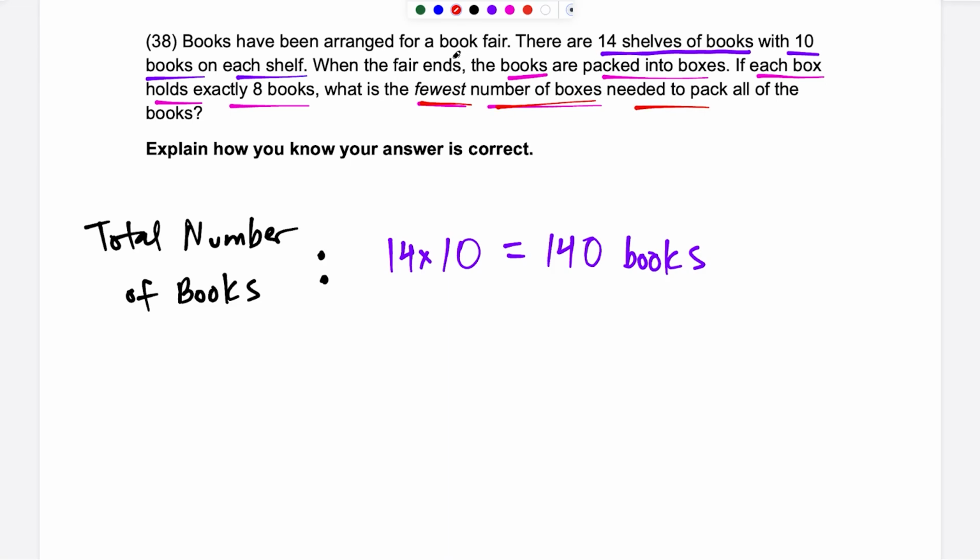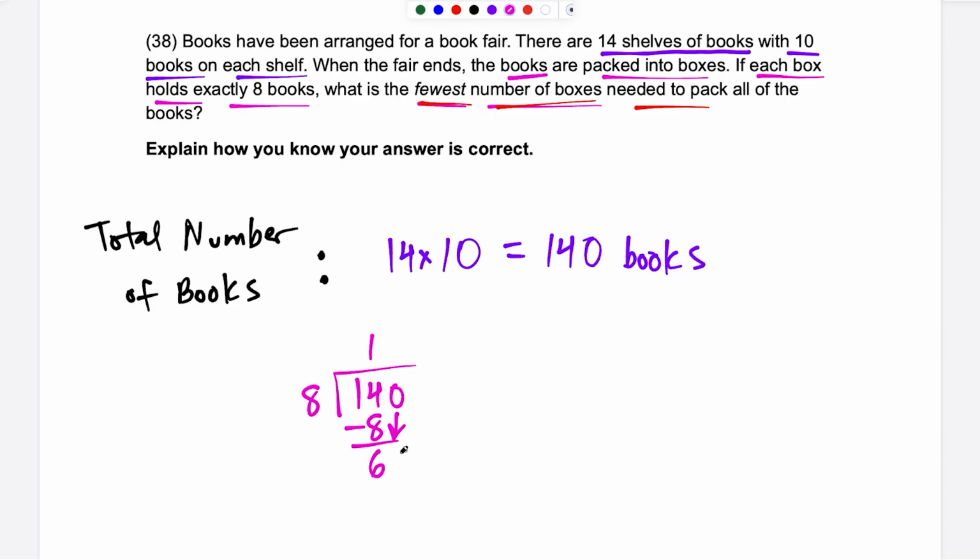So for the next step here, we're going to divide. We're going to take the 140 books in total and group them into boxes, and each box holds 8 books. So we're taking the 140 total books and making groups of 8. So we divide. 14 divided by 8 is 1. 1 times 8 is 8. We subtract and we get 6 left over.